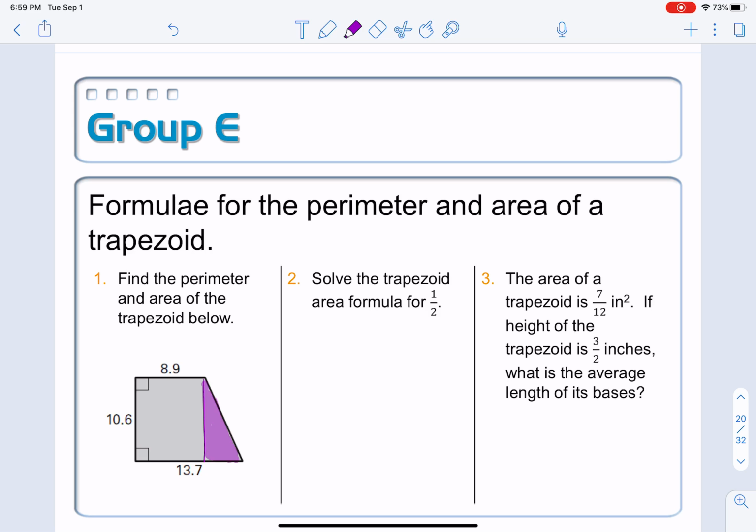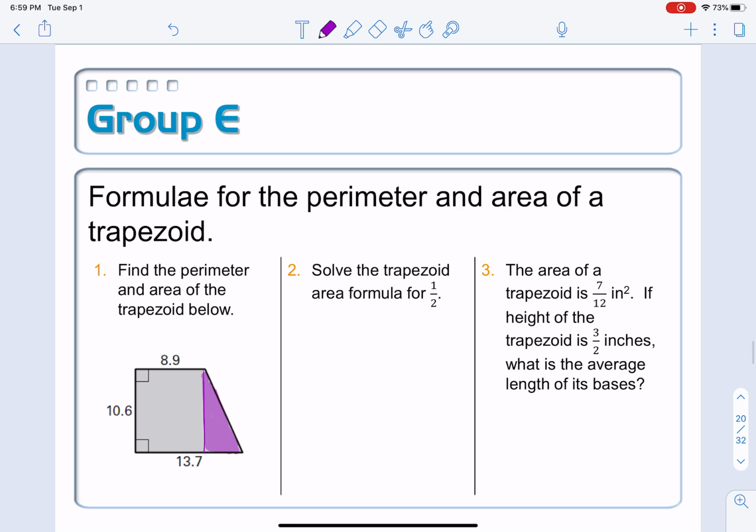There we go. And now I just need to figure out some pieces, some lengths of that right triangle so I can use the Pythagorean theorem on it. Well, one of them is pretty easy, and that is the height here, this 10.6. It's got to be the same 10.6 over here, so there's one piece I know.